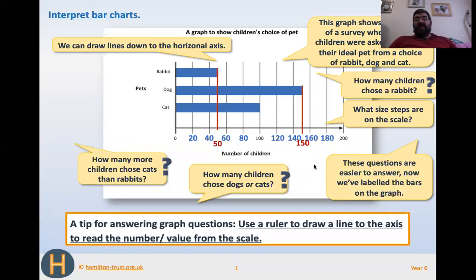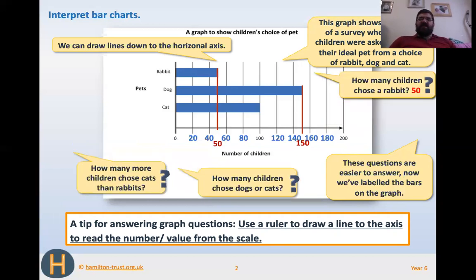And there's your tip. Use a ruler to draw a line to the axis to read the number value from a scale. A straight line is a beautiful thing, girls and boys, and we need to be able to draw it. So the answers: we know that 50 children chose rabbits. That's nice and easy. How many more children chose cats than rabbits? You should be able to see that. You can see how many chose cats. You can see how many chose rabbits. None of this maths is actually hard, is it? But it's just about the finding of the answers.